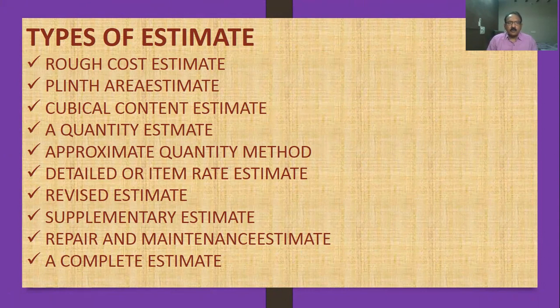See, first one is, say for example, rough cost estimate, which is really rough. Small houses, small buildings, masonry, you will say, sir, 20 lakhs, I will complete the building as per your requirement. Say rough cost estimate. That is only rough.